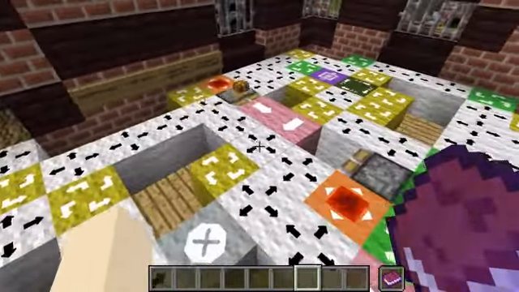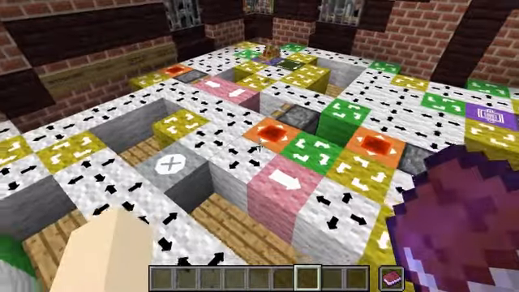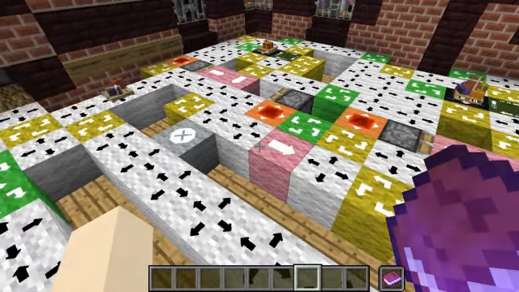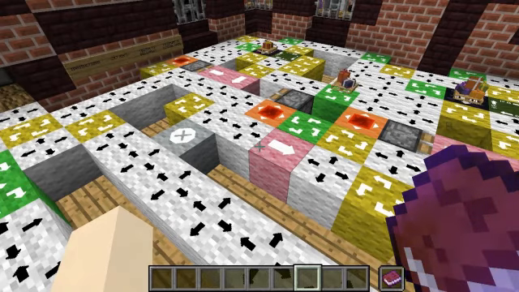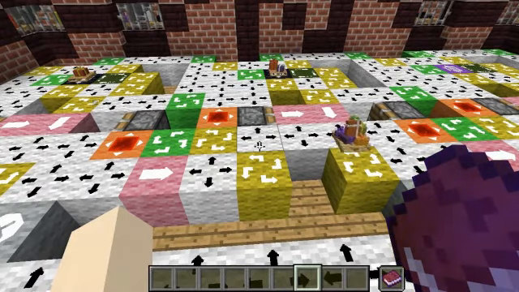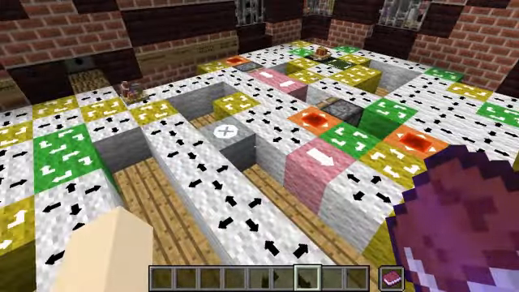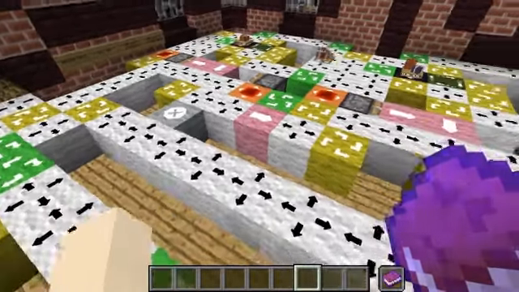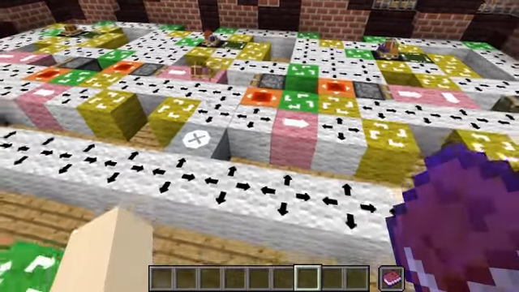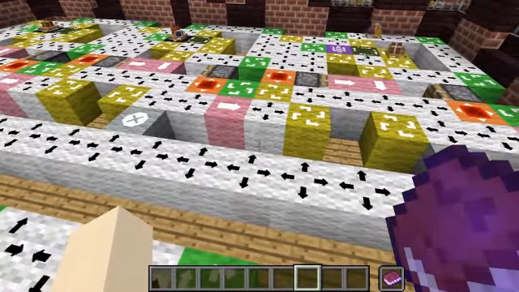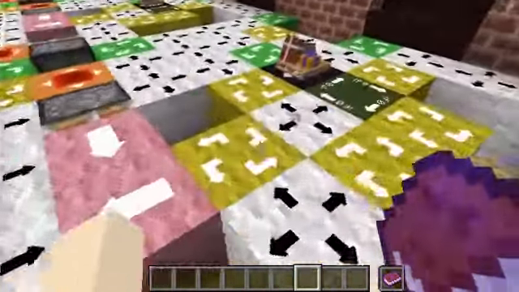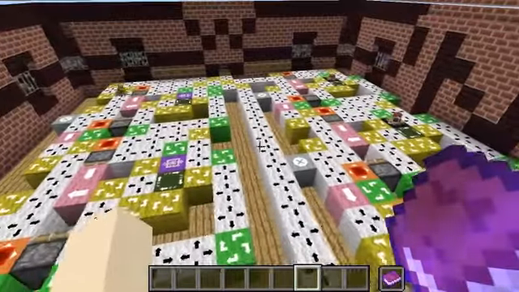This is so convoluted. Let's see. Alright. 1. 5 should move on. 2. 5 should move on. 4, I think. So the 5 should move on again. Let's see. Oh, that's 3, okay. So the 5 should be stopped there.